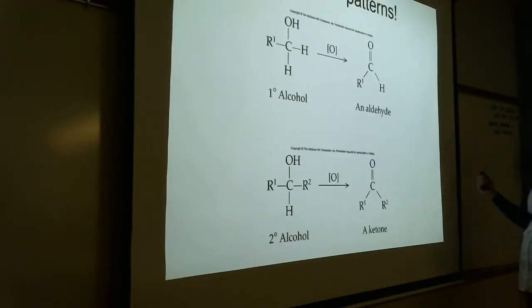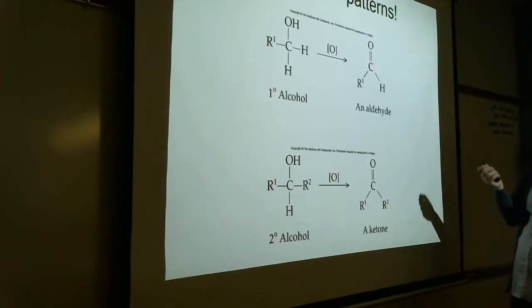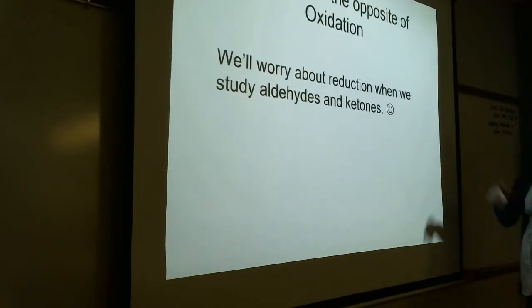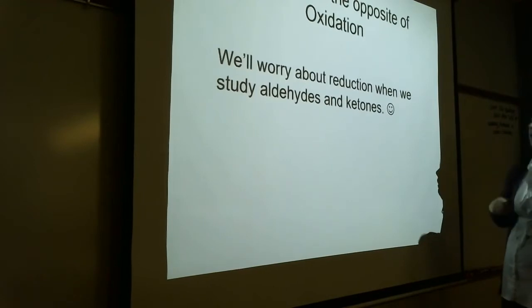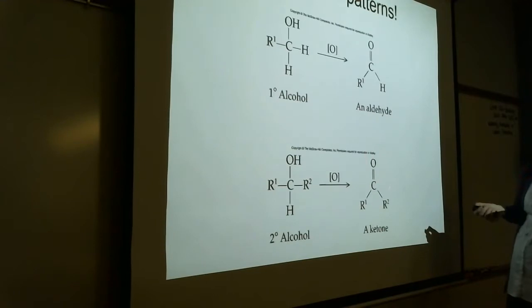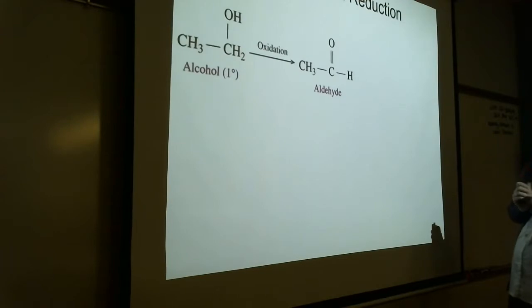So this is just a pattern, right? If it's a primary alcohol, you're going to get an aldehyde, and if it's a secondary alcohol, you're going to get a ketone. Now, we don't know how to name aldehydes and ketones yet. That's coming up soon, so I won't make you name these products yet. But by the time we get to exam 2, you'll be able to name them. And then reduction is the opposite direction, going this way. So when we get to aldehydes and ketone reactions, we'll do reduction and we'll go back to alcohols.